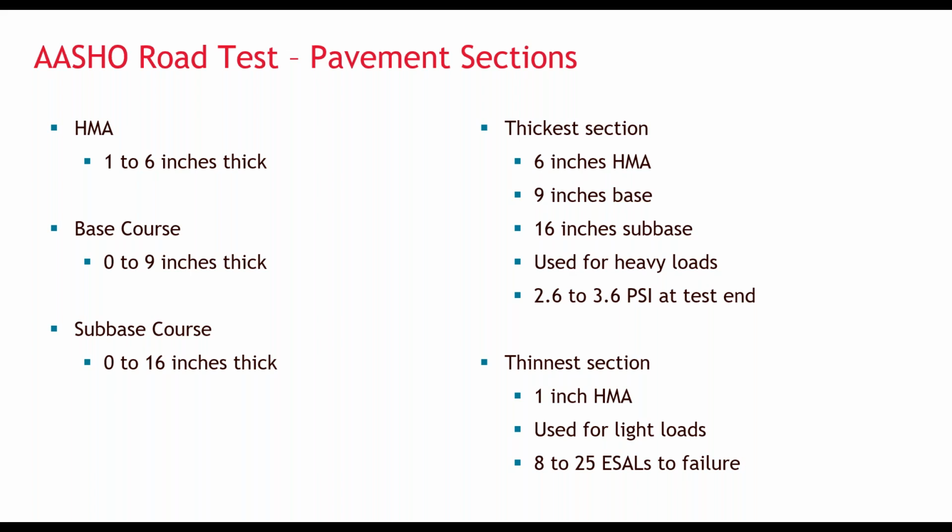That thinnest section only carried 8 to 25 equivalent single axle loads to failure, not a very high capacity road. But this did provide a lower bound for the data, allowing AASHTO to determine design relationships.